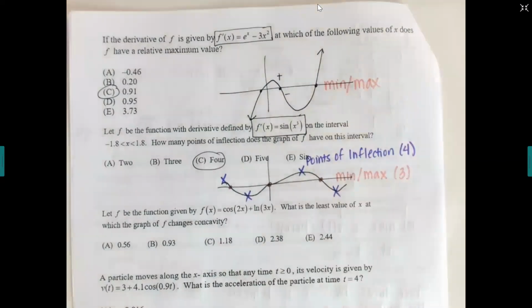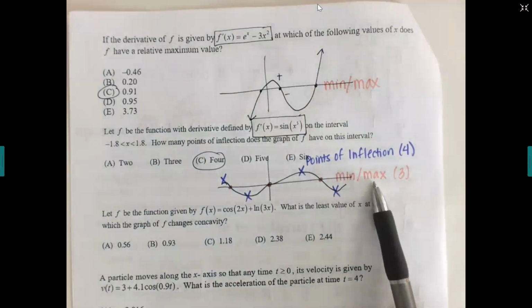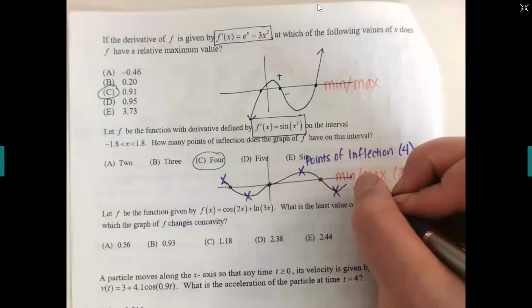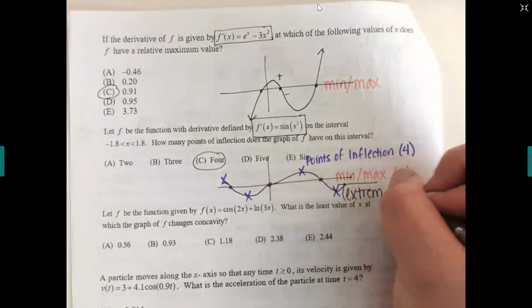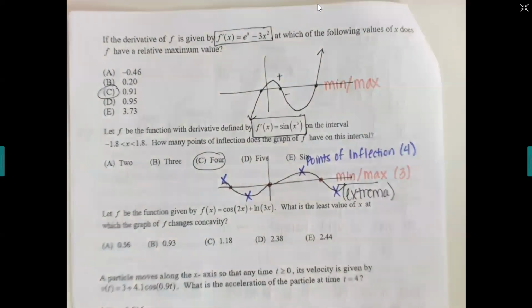But you should be prepared that they could ask you to count either one of them. Now, the one other thing I do want to remind you of is that they wouldn't say count the mins and maxes. What would they call that? Do you remember? Starts with an E. Extrema. So they're not going to say mins and maxes. They're going to say extrema, and you should just know extreme values are the biggest or the smallest.